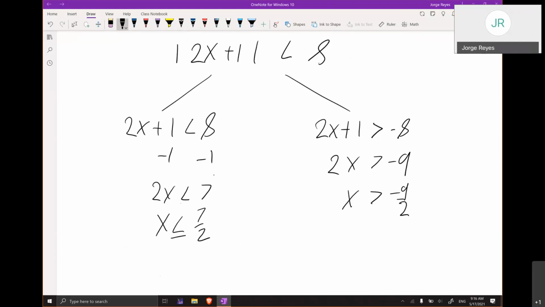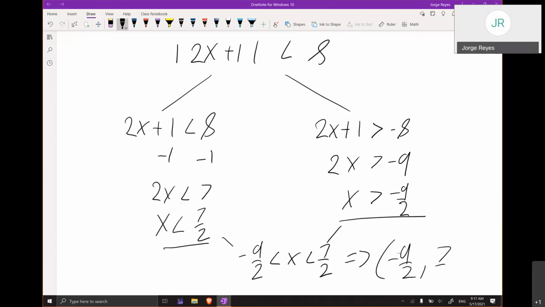And so if you put these together, I need something bigger than this number and smaller than this number. So you can now recombine them into this, less than or equal to 7/2, and then the interval notation is obvious: 9/2, 7/2. And if it's absolute value less than a number, then it'll always be in one interval, kind of like this.